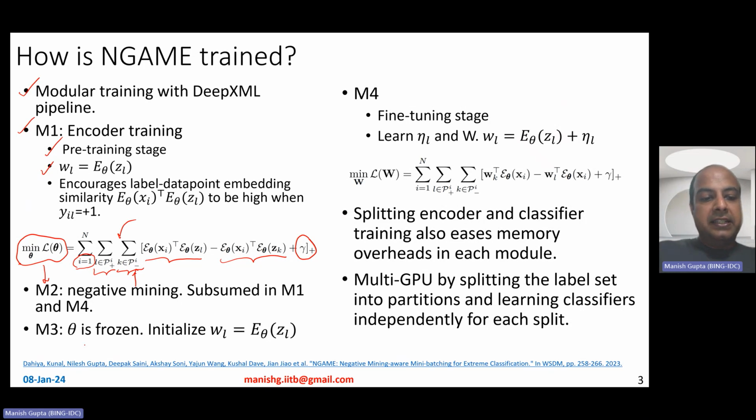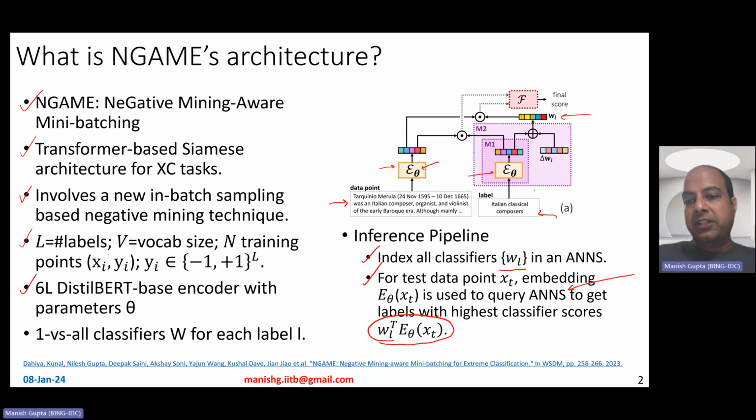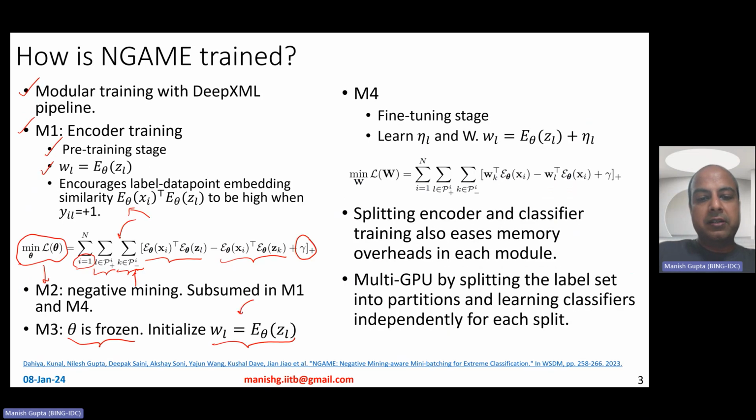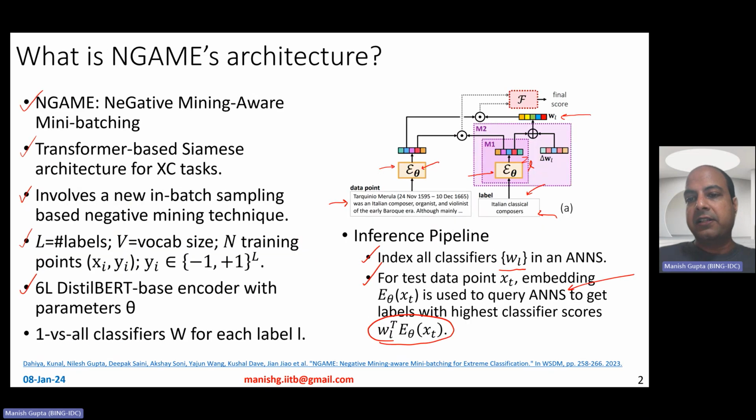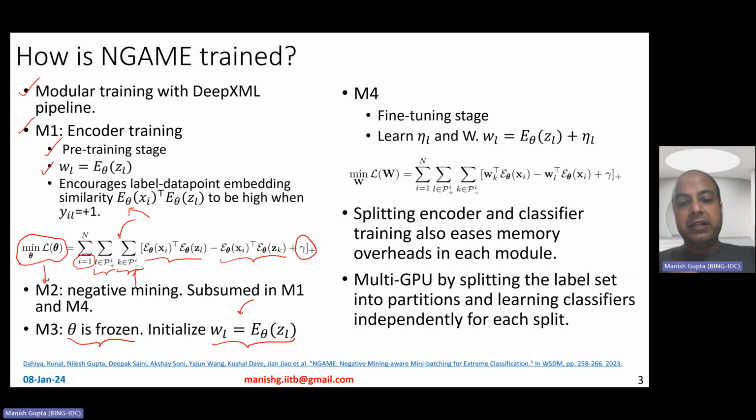Now, in M3, you freeze your thetas. Your embedding block is trained. You freeze it, and you initialize your weight vectors, your classifiers, with just the embedding representation for a label. So you use label text and get the representation ZL, and that is what you initialize your WL with, that is, E theta of ZL. You have already processed your ZL label text with the embedding block, and that is how you initialize your classifiers.